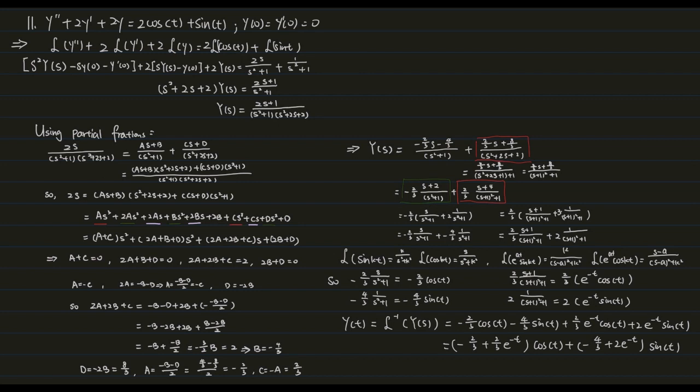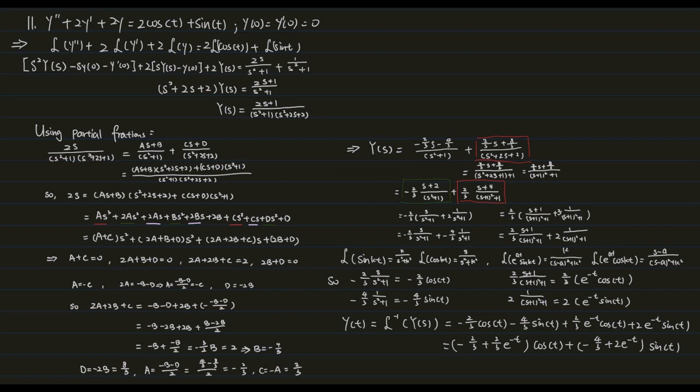Finally we have a plus c equals 0, 2a plus b equals 0, 2a plus 2b plus c equals 2, and 2b plus d equals 0. From these equations, we have a equals negative c, 2a equals negative b, and d is equal to negative 2b. So 2a plus 2b plus c we can change to negative b plus negative b over 2. Then we have b is equal to negative 4 over 3.